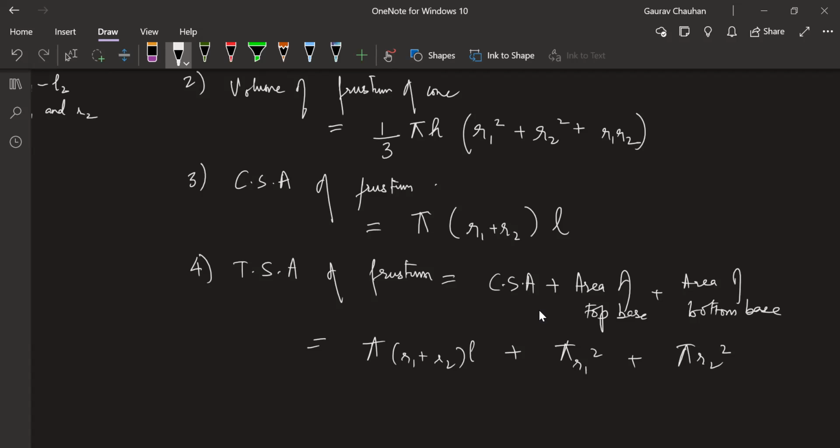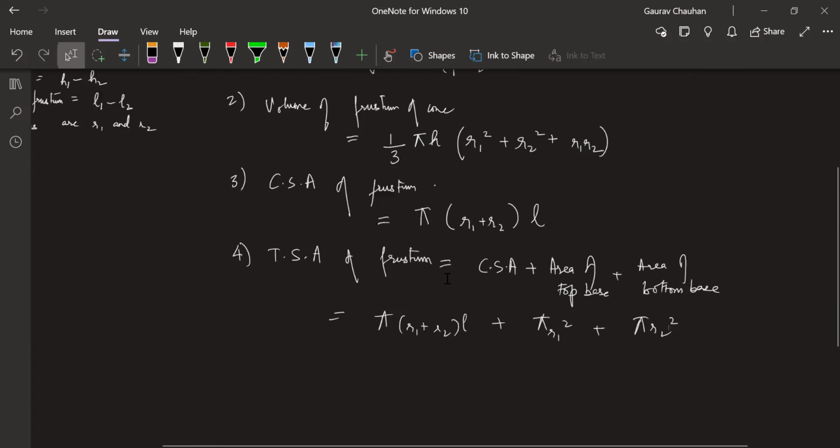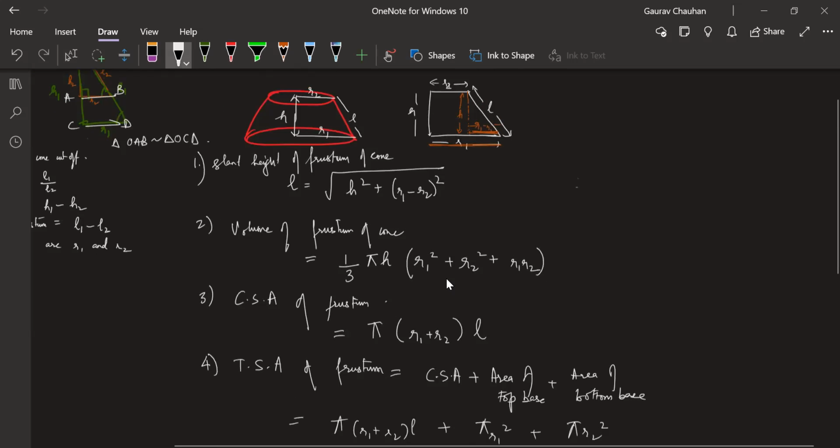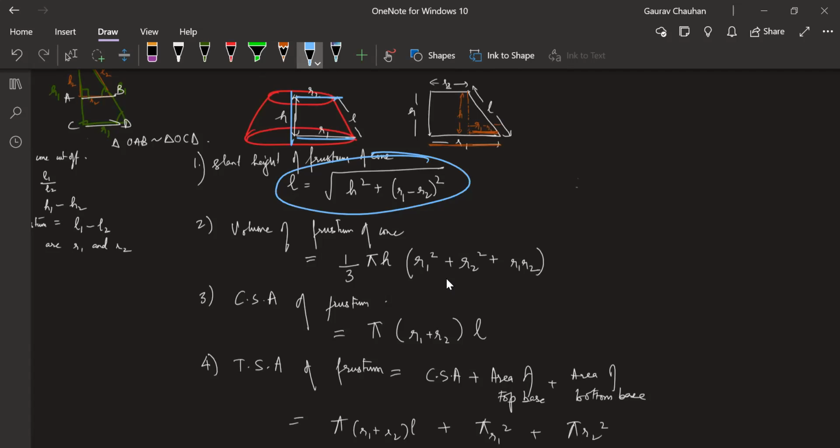Any question with this? Any question that comes in which you know R1 and R2 and you know h, can you find everything? If you know R1 and R2 and h, you can find l. If you know all these three, you can find volume, you can find curved surface area, you can find this. Okay with that? That's all there is to know in frustum. Remaining is questions. We will do that set tomorrow. Can you take this down now?